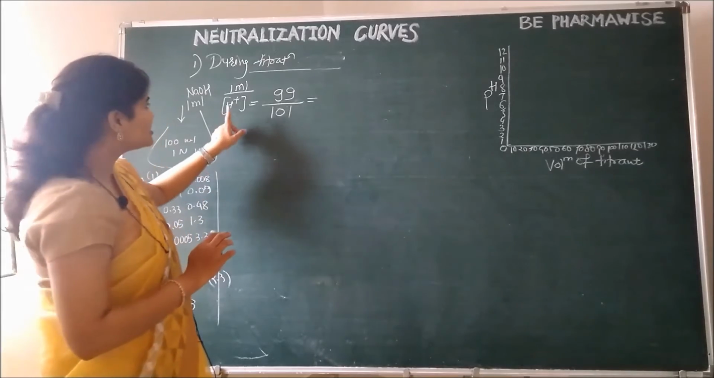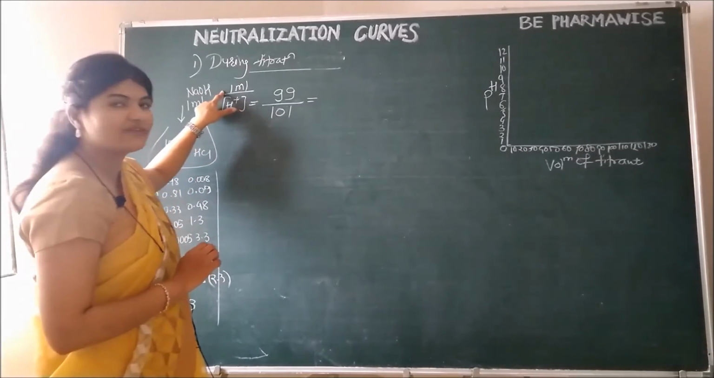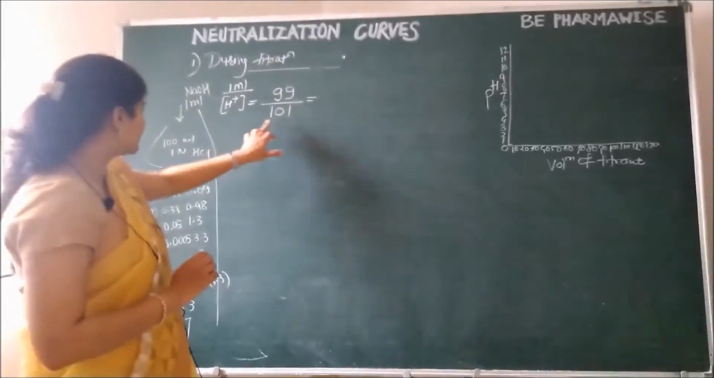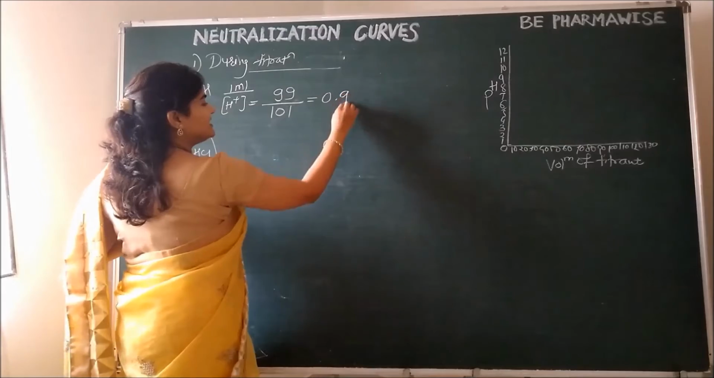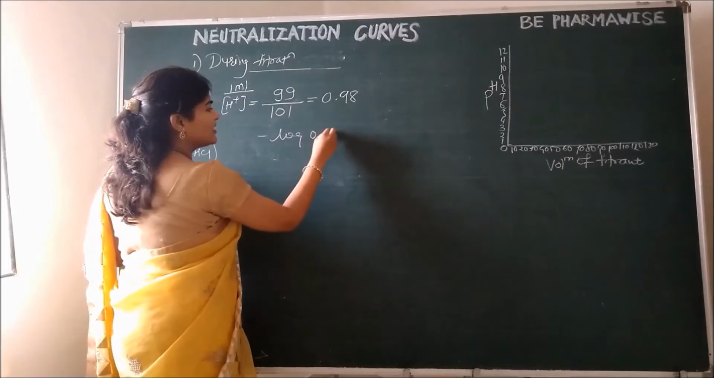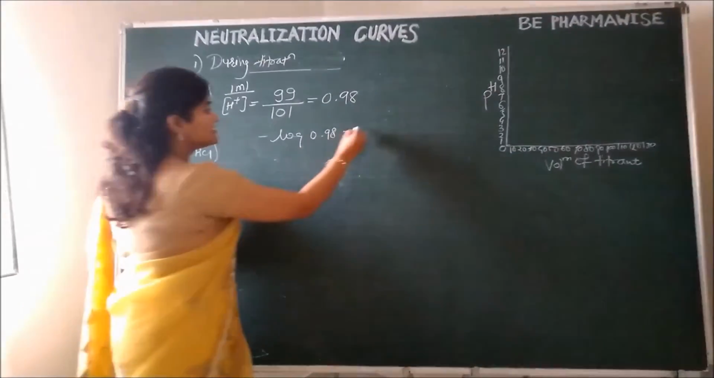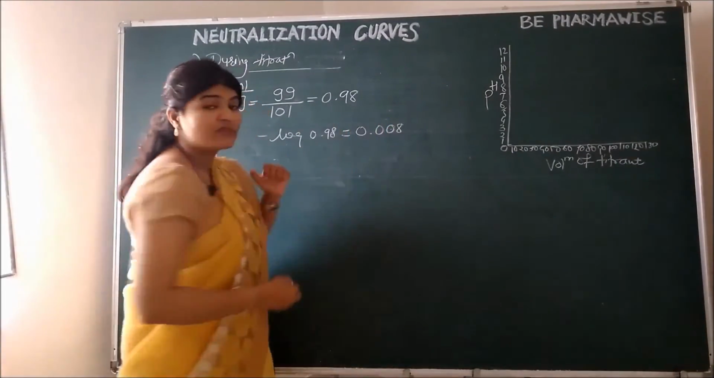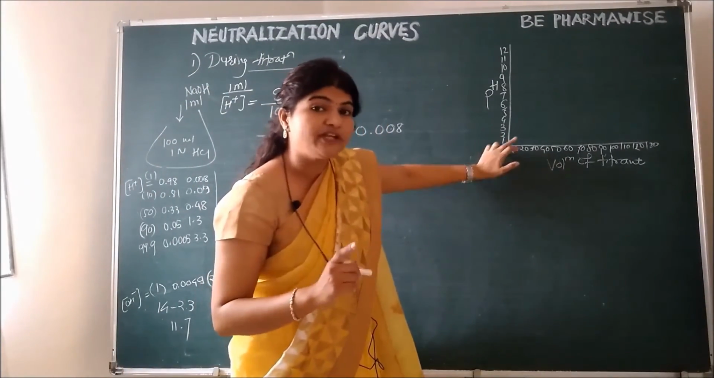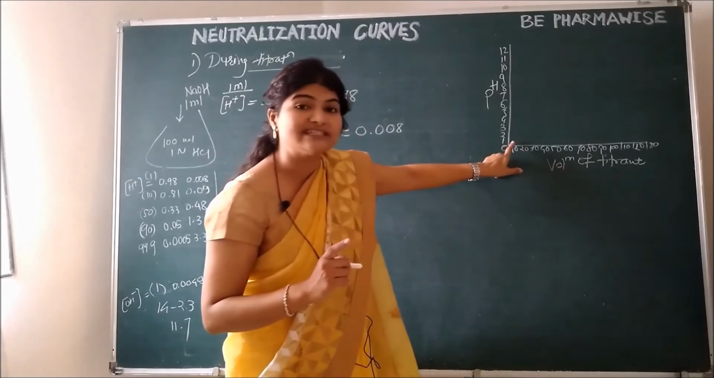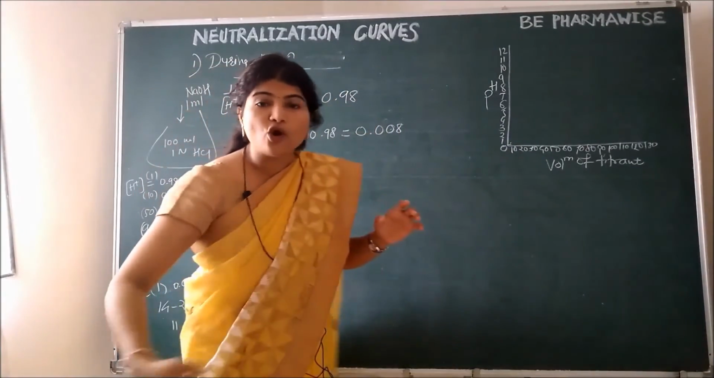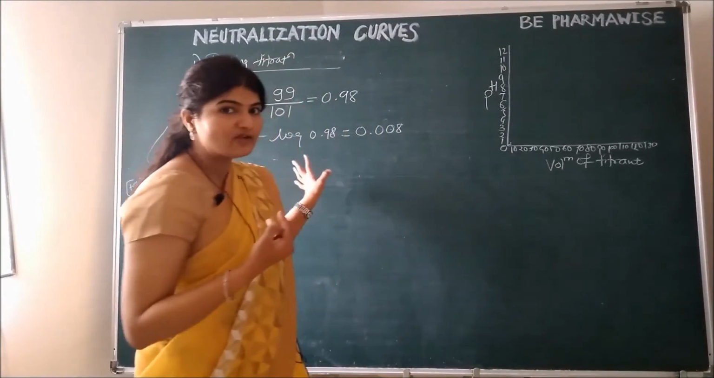So what I was telling you, the concentration of H plus when addition of 1 ml NaOH is over is 99 upon 101. This value, if you calculate, it comes 0.98. Okay. Now if we take negative log of 0.98, the value comes 0.008. Means your graph will start from 0 and the next point on the graph when 1 ml of NaOH is added is the pH of 0.008. So we will go on plotting the points and we'll calculate the points here.